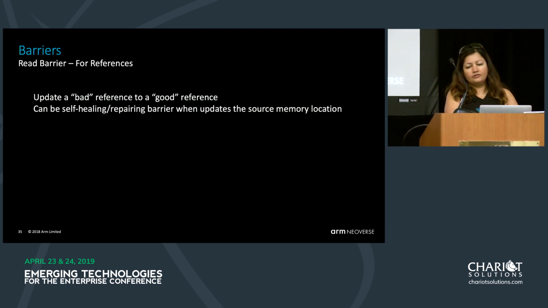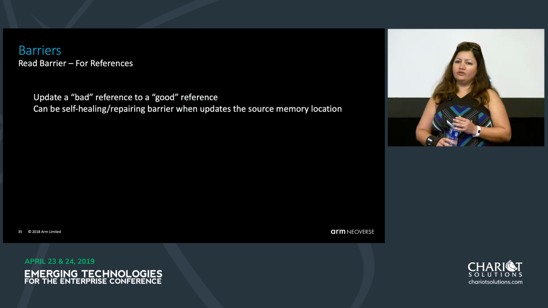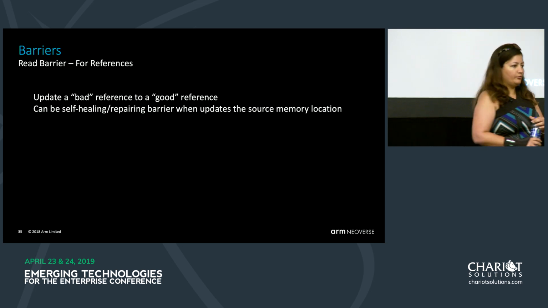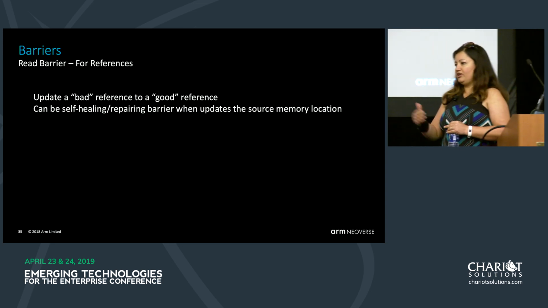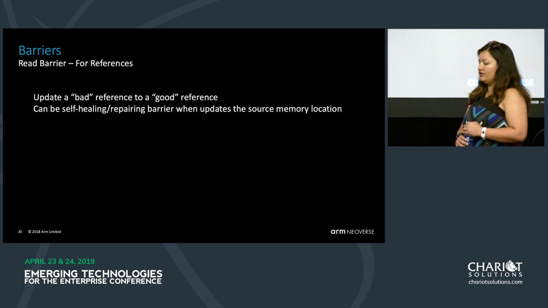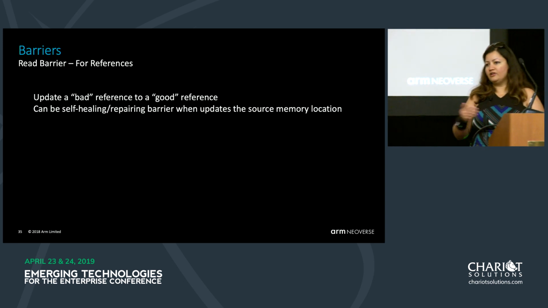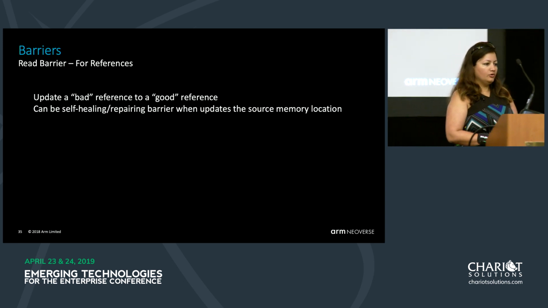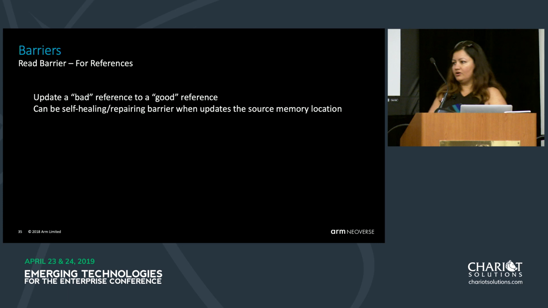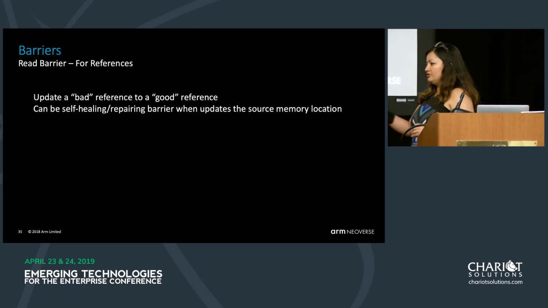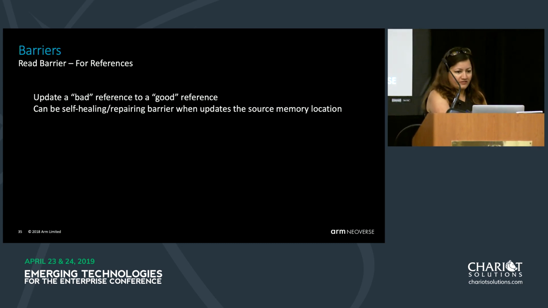It can be self-healing. What does it mean to be self-healing? If I'm a mutator and I encounter a bad pointer, then I will update it to be a good pointer so that going forward, any other thread that gets to the reference sees that as a good reference. So I am a self-healing mutator, is what it means. Self-healing was also a concept that was introduced in Shenandoah, where a mutator thread or GC thread could update as well. So that's the same concept here.